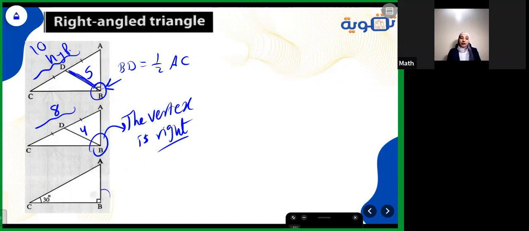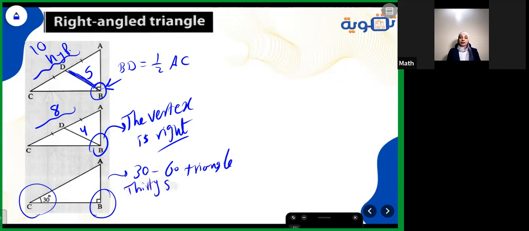What if I have a right angle with a 30-degree angle also in the same triangle? By the way, this is called the 30-60 triangle, because if this angle here is 30, then this angle here will be 60. That means it's called a 30-60 triangle.